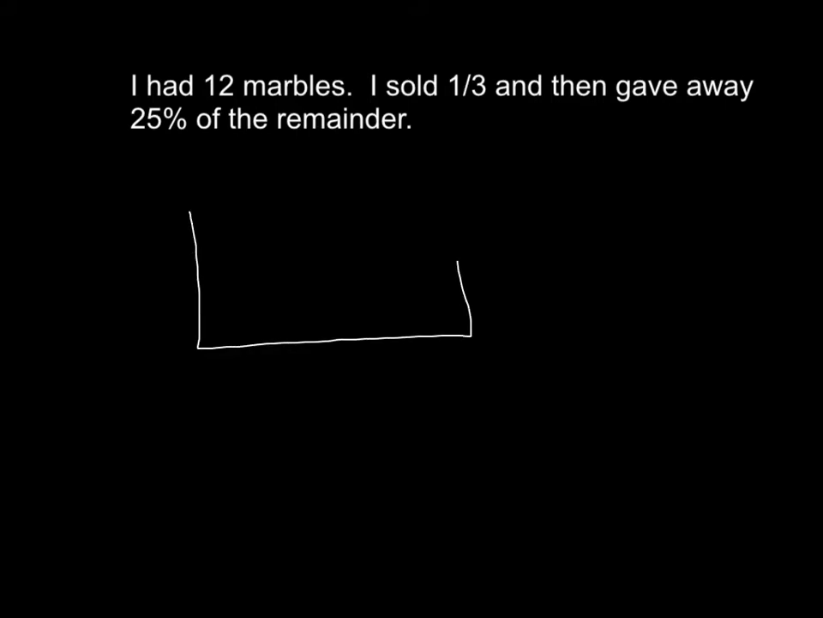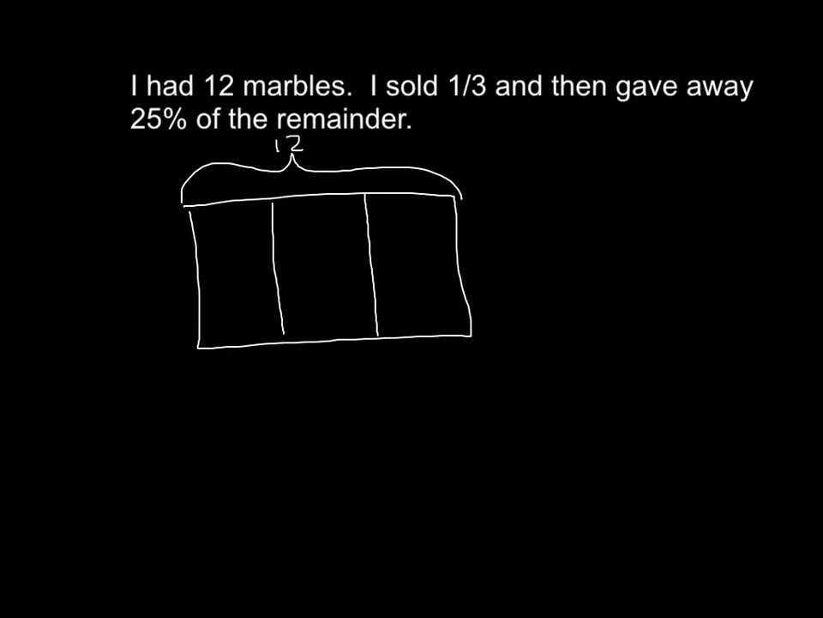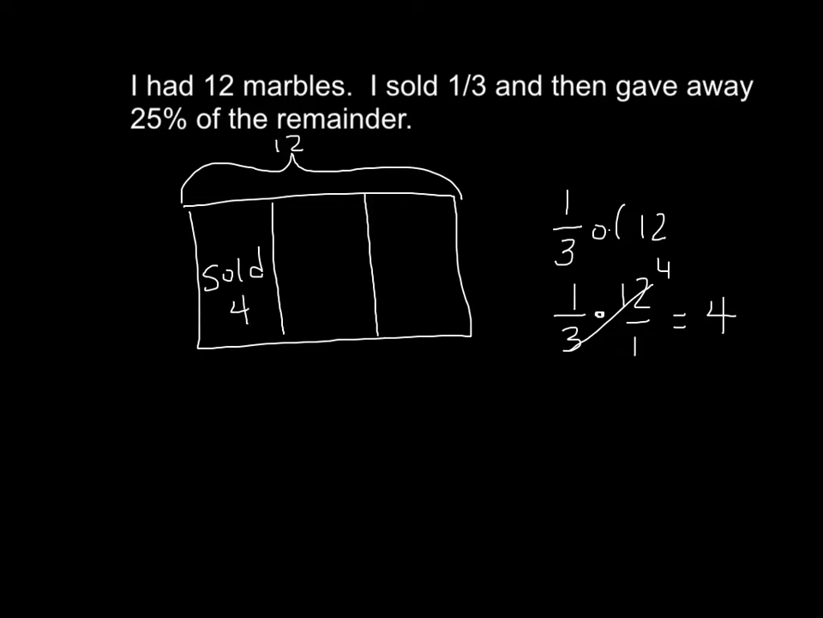So I'm going to draw a rectangle, and that represents my whole, which I began with, which is 12 marbles. So then the entire thing is 12. It says that we sold a third, so let's cut it into thirds. And that's what we sold. So now we have to figure out what a third of 12 is. And remember, of just means times, so I'm going to multiply. And a third of 12 is just 4. So I sold 4 marbles.